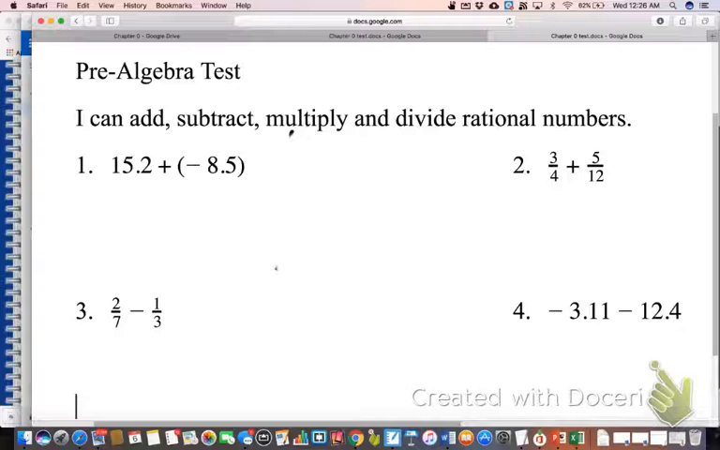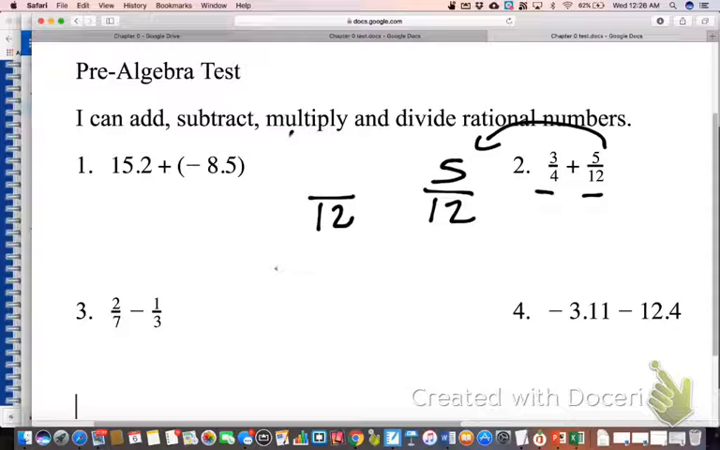For number 2, in order to be able to add these fractions together, I need to get a common denominator. And the least common denominator for 4 and 12 would be a 12. So I'm going to move this over here to the side. Because I've got a 5 over 12 already, I'm just going to move it over there because it's already got a 12 in the denominator. But I got to do something with this 3/4.